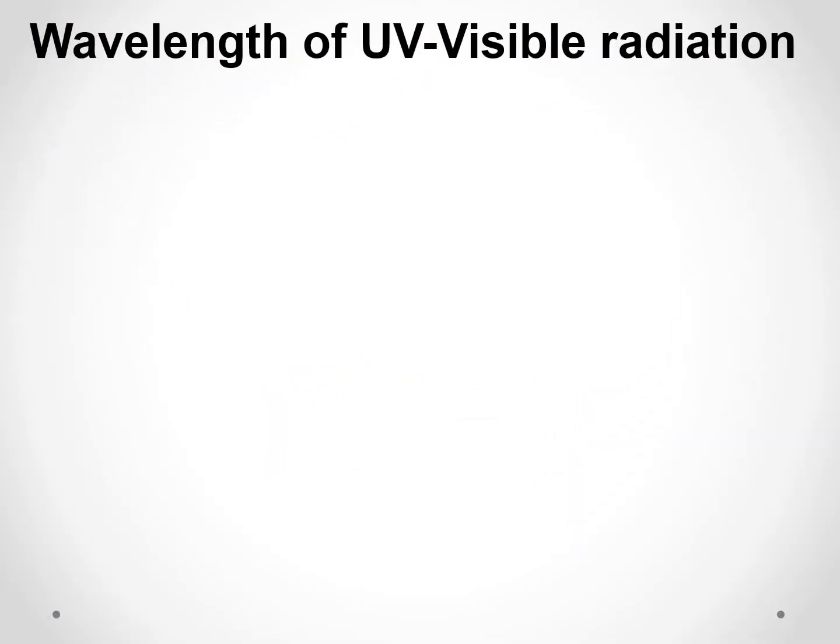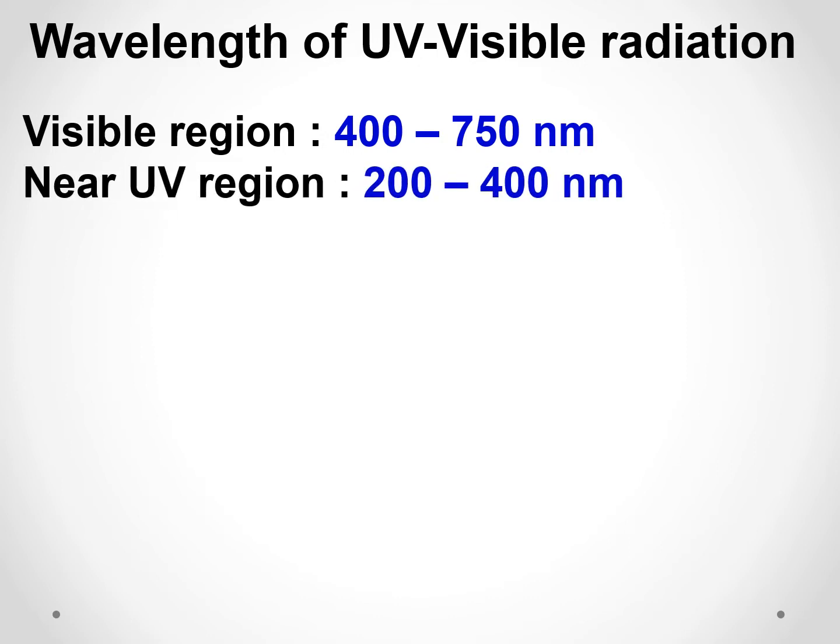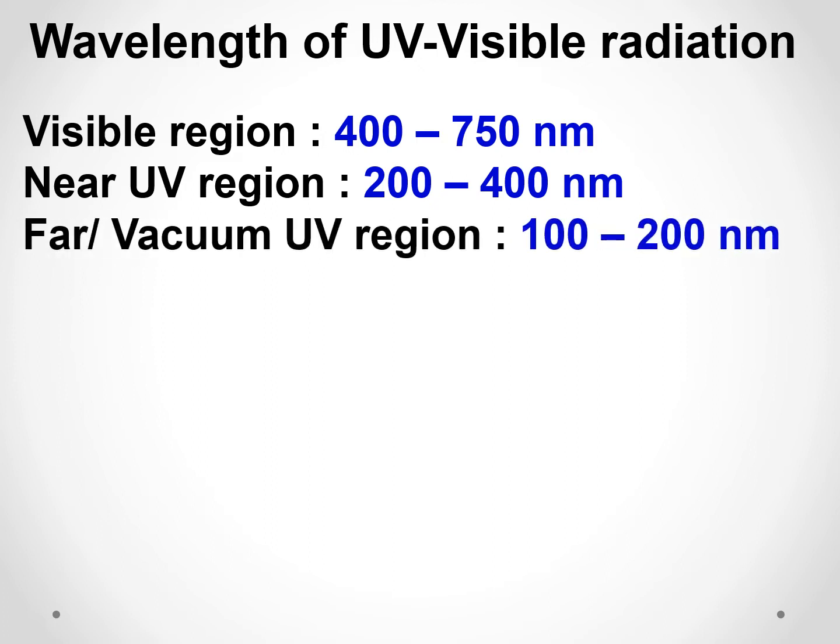Now let us look at the UV visible radiation. It is measured in terms of wavelength, lambda. What is the wavelength of these radiations? Visible radiation is 400 to 750 nanometers. The UV region is divided into two parts. One part is called the near UV region, that is 200 to 400 nanometers. The other part is called the far UV region, that is 100 to 200 nanometers.